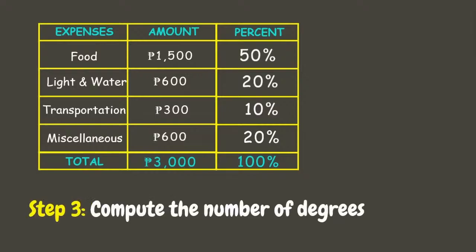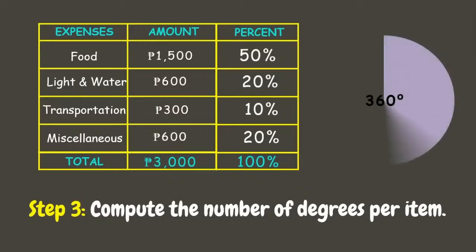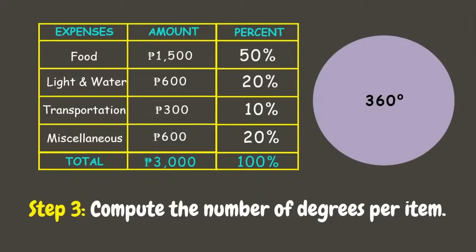Now the third step is to compute the number of degrees per item. This is to determine how we are going to accurately cut or divide the circle. We all know that a circle has 360 degrees. And to get the degrees for each item, we just simply need to multiply 360 degrees to the percent of each item. Let us try.